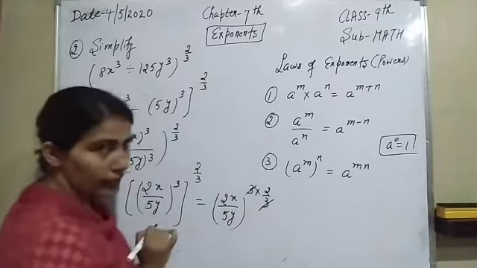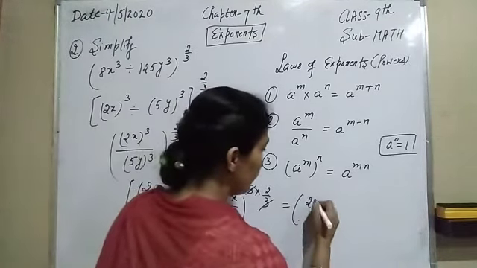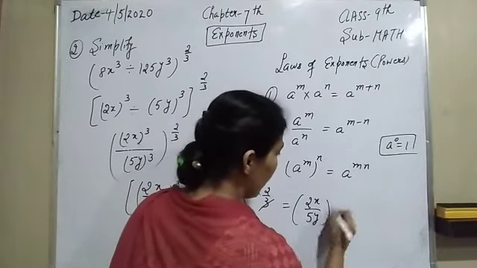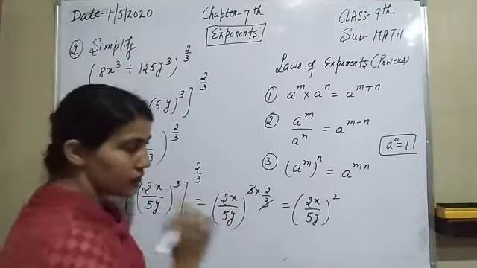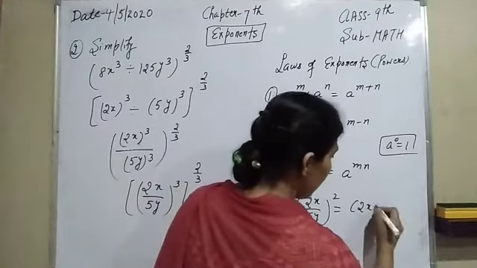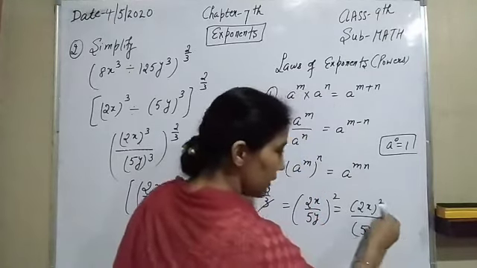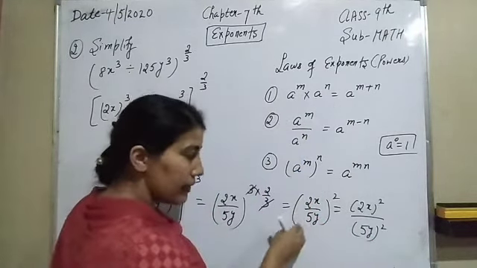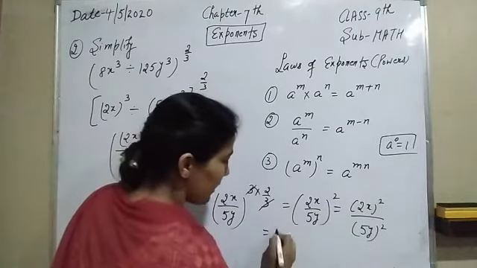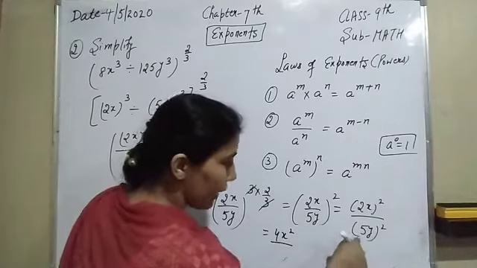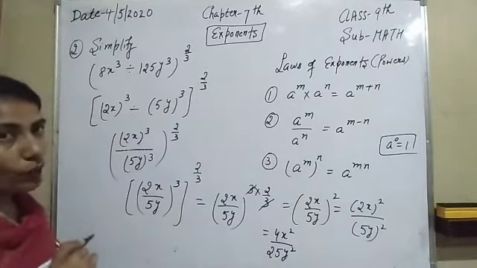3 and 3 both cancel. That means 2x over 5y whole square is there. That means 2x square and 5y whole square. That means it can be written as 2x whole square and 5y whole square, because in this form we can write it this way, and this can also be written this way. So 2x square is 4x square, and 5y square means 25y square, which is our required answer.